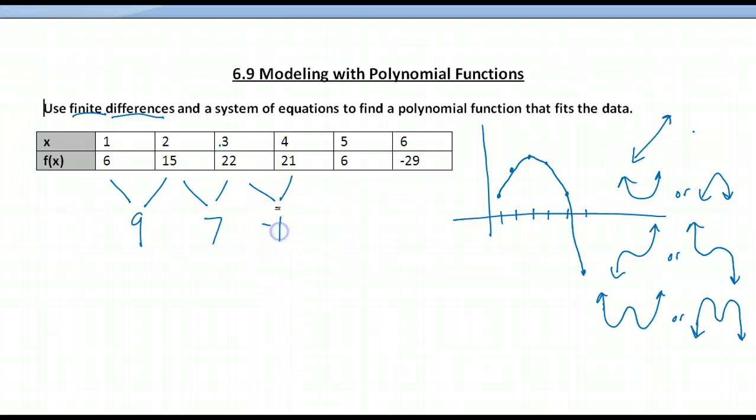Make sure that you take this number minus this number. I should get a negative 1 right here. 6 minus 21 gives me negative 15. And then I need to make sure that I take negative 29 minus 6. And that's going to give me negative 35. So I found the first order differences. I've subtracted one time.